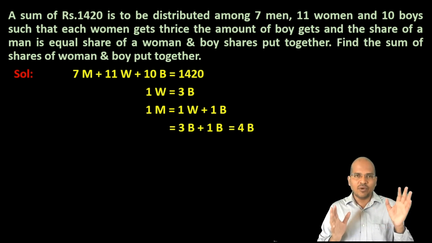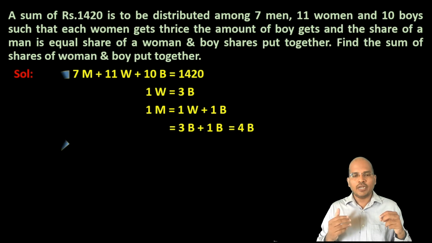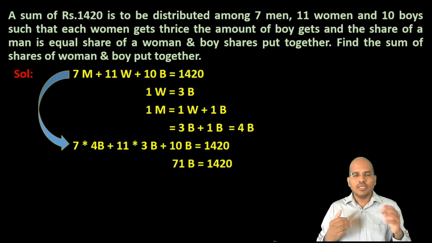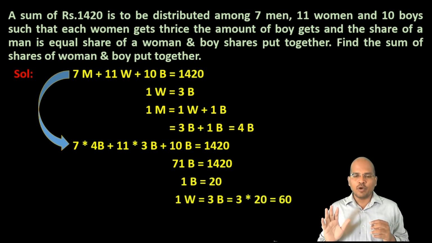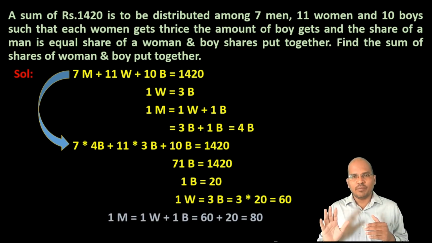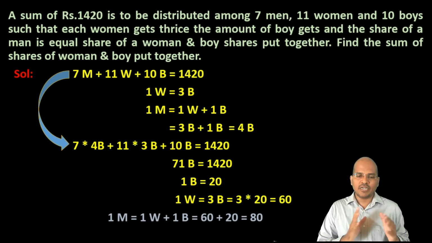Now converting the equation into a single variable, you get 7 into 4 boys plus 11 into 3 boys plus 10 boys is 1420. 71 boys is 1420. One boy is 20. If one boy is 20, as one woman is 3 times one boy, one woman is 60. So one boy is 20, one woman is 60. So obviously the share of a man will be one woman plus one boy, that is 60 plus 20 is 80.